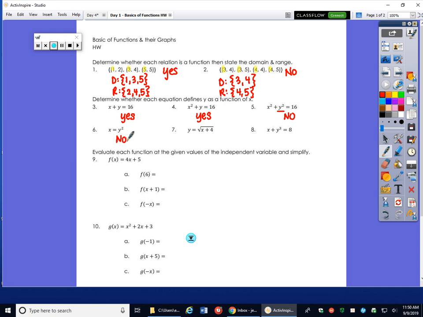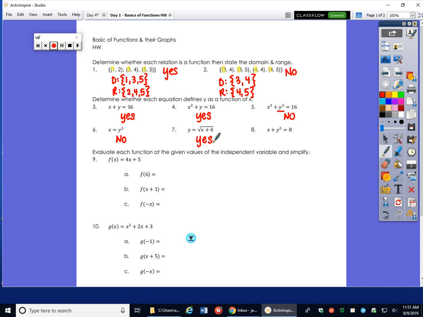Number 7 is a square root function. The square root function is like a v. So when we're looking at this, because this graph is not going to have 2 places where x will repeat itself, this is definitely a function. You can think of it in terms of the v-shaped graph, which would pass the vertical line test, or you can think of it in terms of x values. I can put in any x value and it would still give me a y value that's not repeating.